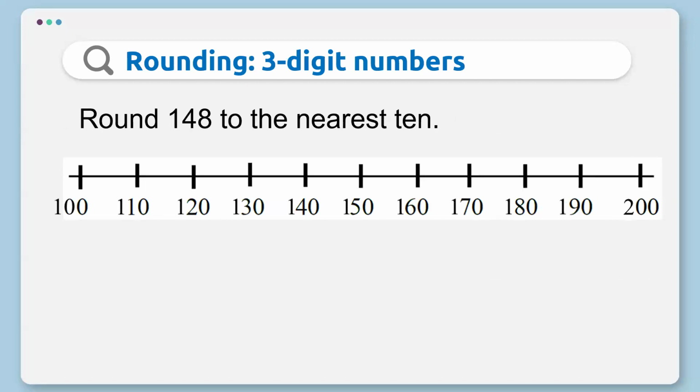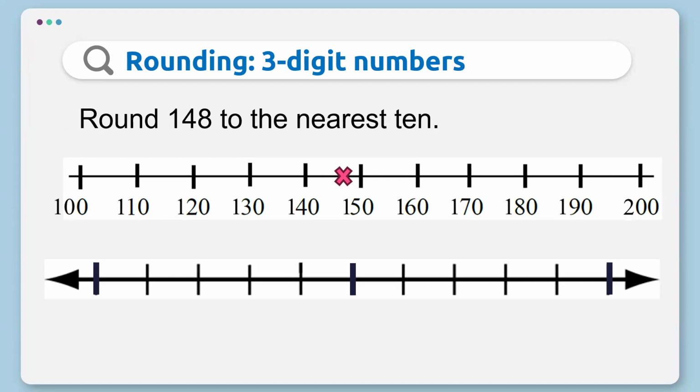Now, what happens if I want to round 148 to the nearest 10? Actually, I just follow the same steps as I did previously. I first need to figure out where in the number line this number falls. And I know that it is somewhere here. If I divide my number line further, I know that 148 will be where this red cross is.